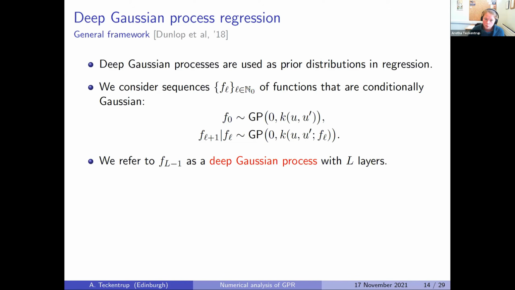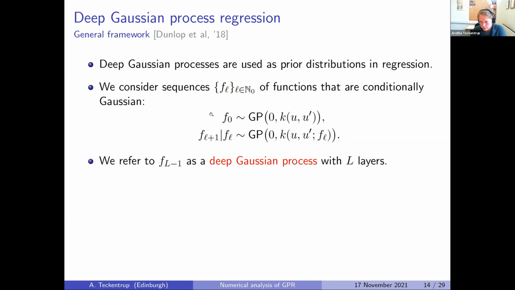Okay? So to do that, let's first look at what a deep Gaussian process actually is. Right? So similar to neural networks or deep neural networks, a deep Gaussian process has different layers. Okay? And particularly, we're going to denote by f_{L-1} a deep Gaussian process with capital L layers. That's just because we start numbering the layers at 0. Okay? And how do the different layers work? Well, they work in this way, right?